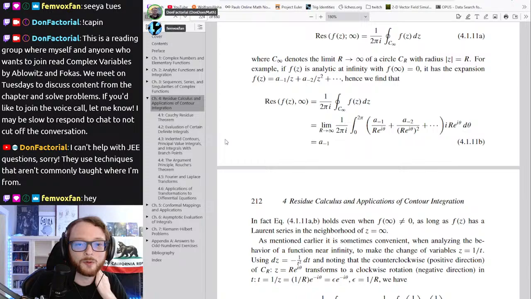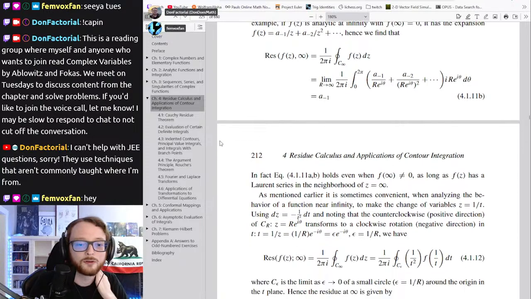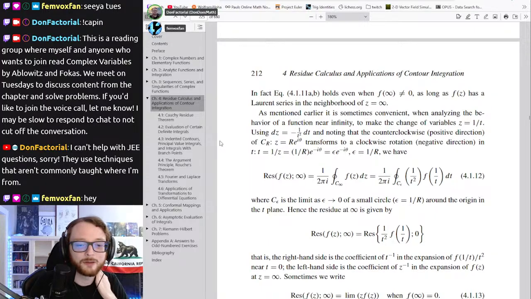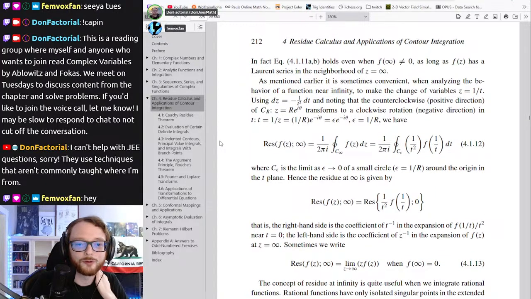And it gets a little bit weird when they talk about residues at infinity. In general, when we talk about poles at infinity too, it gets a little bit confusing.